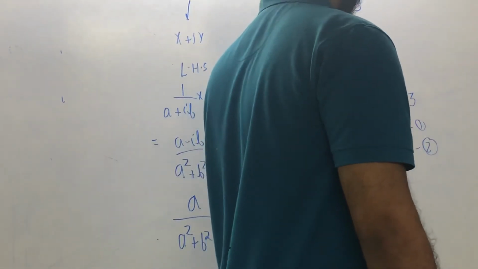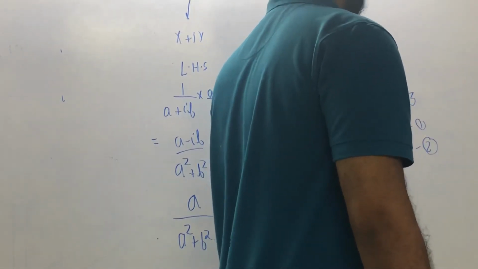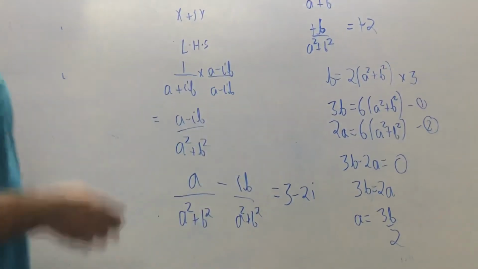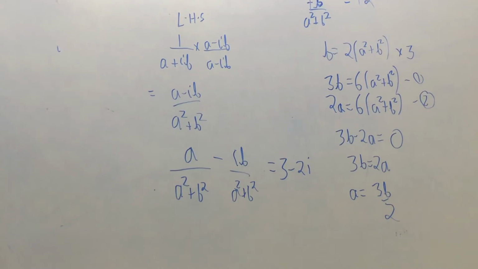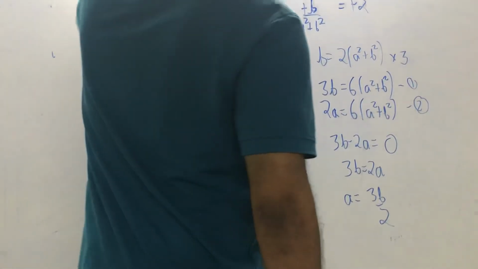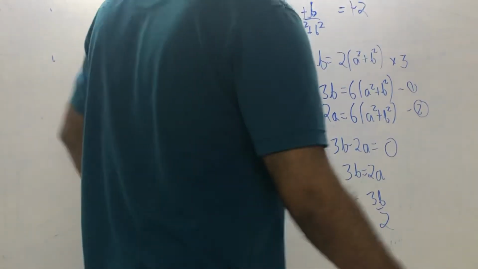So you can say 3b is equal to 2a, or you can say that a is equal to 3b by 2. This is the value of a in terms of b. Now you have to find the value of a and b individually also. So how will you proceed? This is a pretty long question.